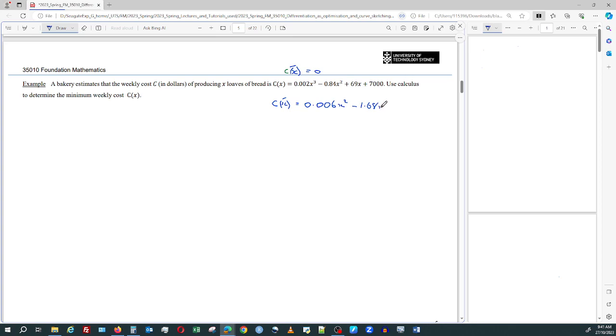x. Plus 69 will just give you plus 69. And the constant has a gradient of 0, so it's gone. We don't even write it. Okay.